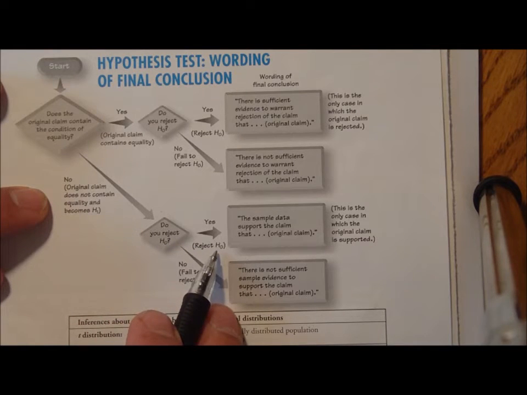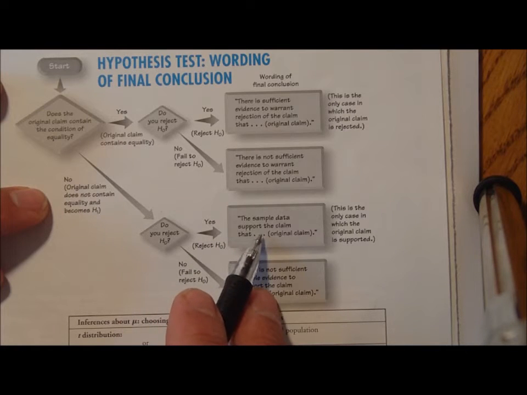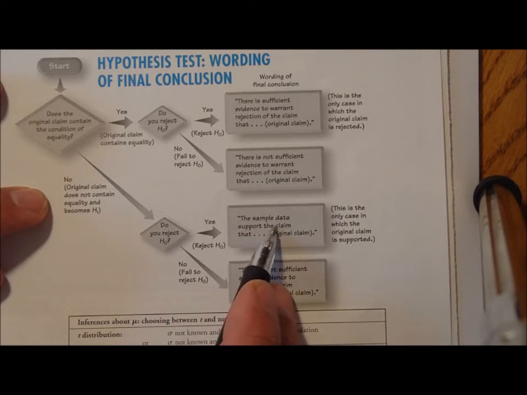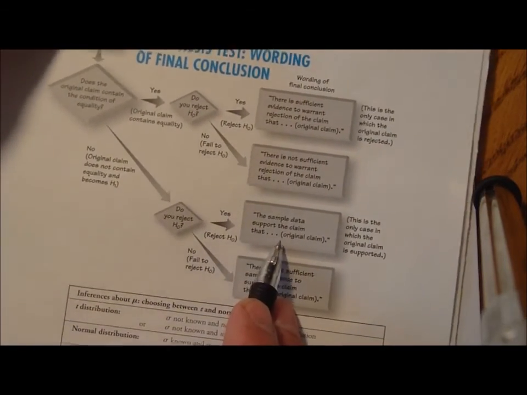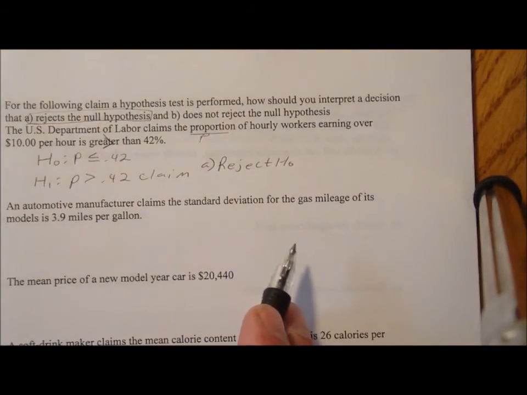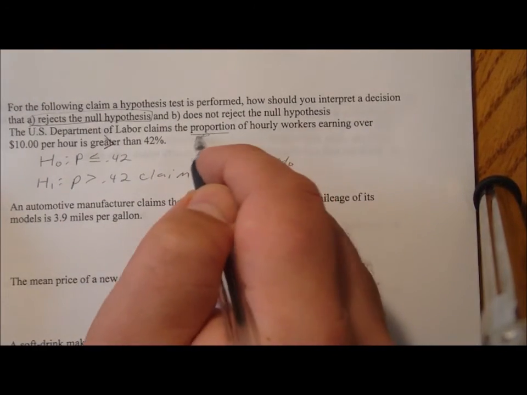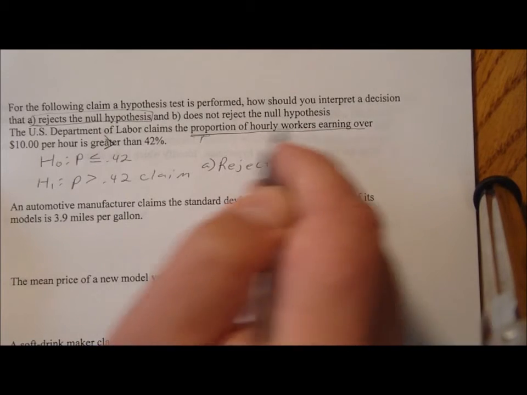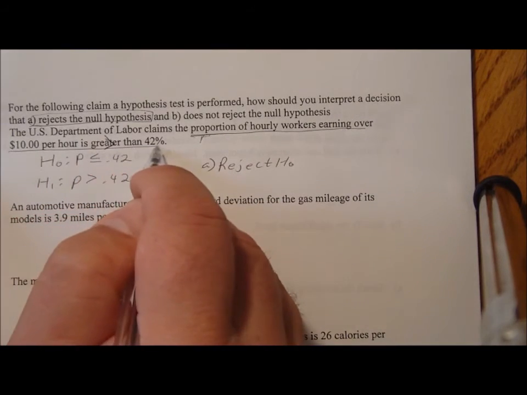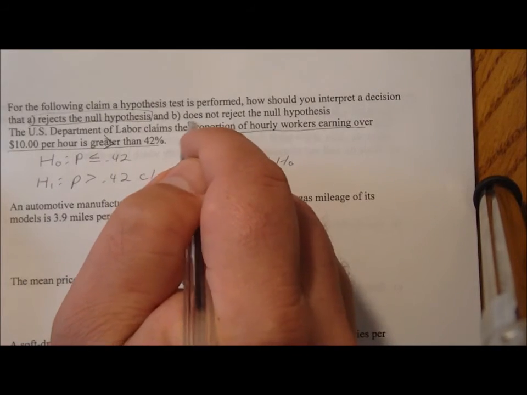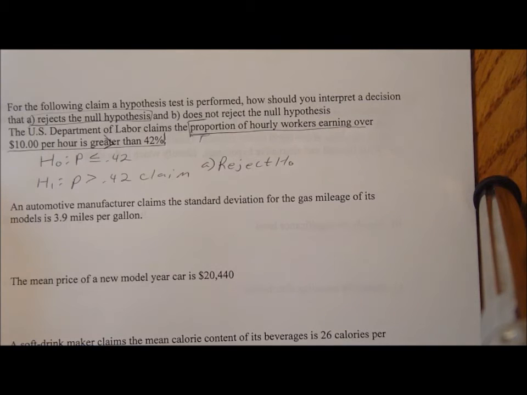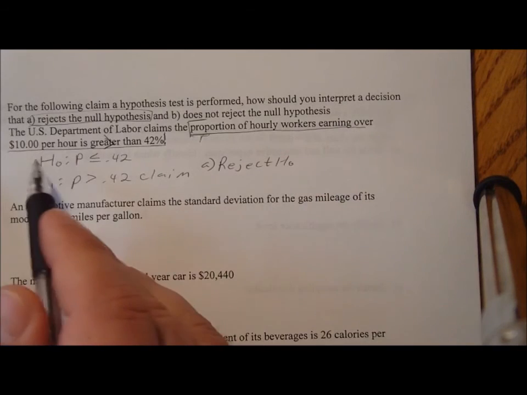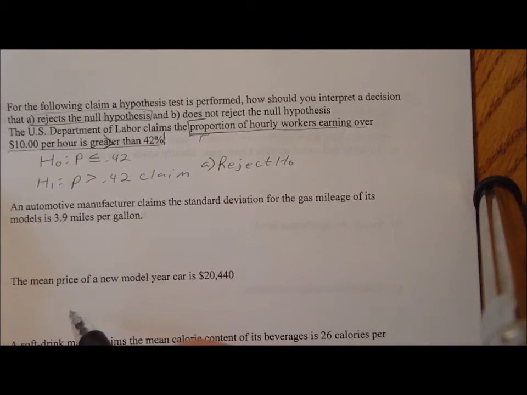We said we were going to reject the null hypothesis, so our wording for our answer would be the sample data supports the claim that, and then you state the original claim. Well, what was the original claim here? The original claim is that the proportion of hourly workers earning over $10 an hour is greater than 42%. So we're going to take this claim and combine it with the wording: the sample data supports the claim that the proportion of hourly workers earning over $10 an hour is greater than 42%.